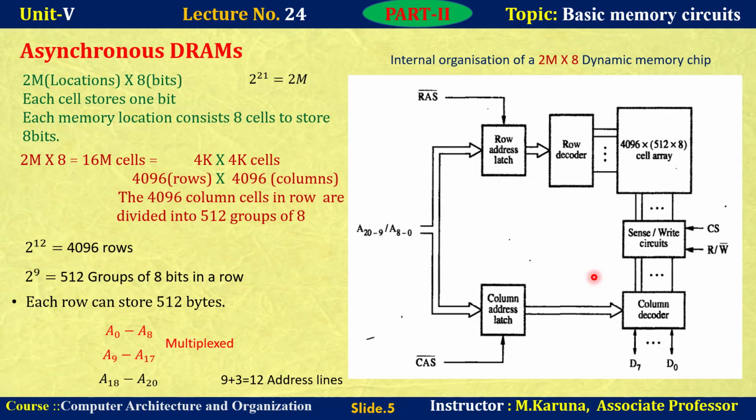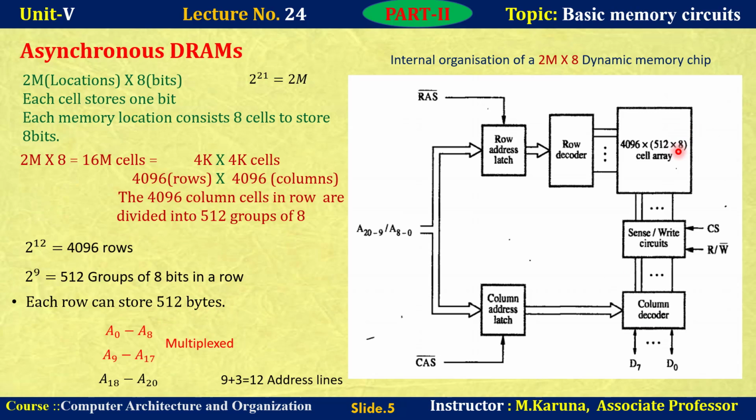Coming to our diagram, address lines 0 to 20 are used to identify 2 mega locations. So here 2 mega locations into 8 cells are reorganized into 4K into 4K, 4096 rows and 4096 columns. Again, these columns are divided into 512 groups. Each group consists of 8 cells, meaning it can store 8 bits, nothing but 1 byte, meaning each row can store 512 bytes.